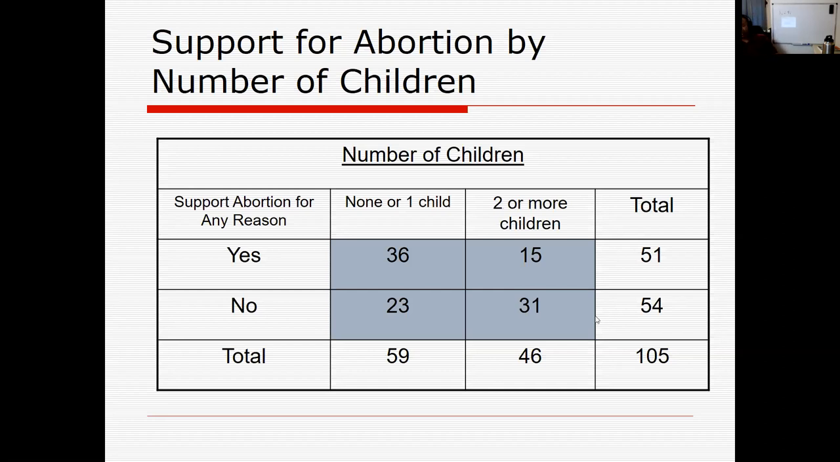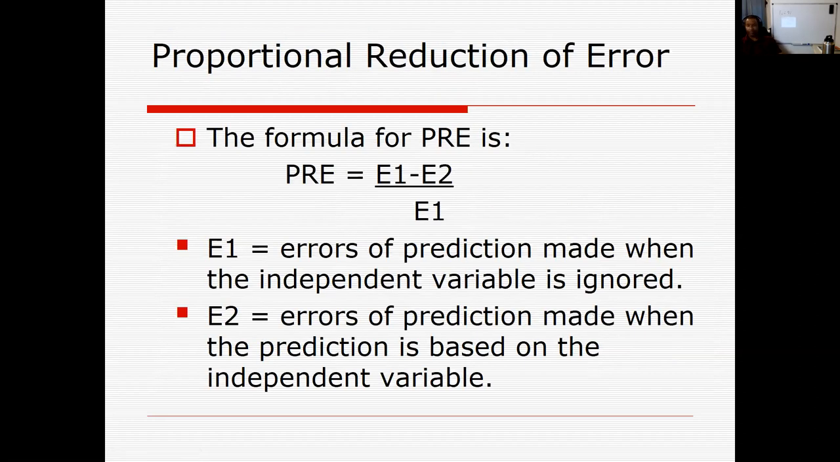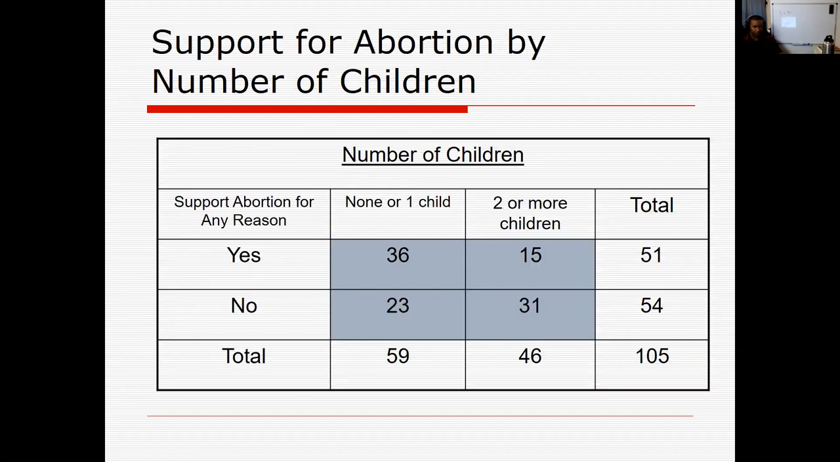Now what I want to do next is to calculate E2. What is E2? E2 are the errors of prediction made when the prediction is based on the independent variable. Last time, we took that none or one child, we pretended it didn't exist. We took the two or more children, we pretended it didn't exist. This time, we're still going to predict the value of the dependent variable, but we're going to use the independent variable. There are two categories to the independent variable, none or one child, two or more children. To calculate E2, I'm going to look at just people who have none or one child, and try to predict whether they're going to say yes or no. Which one would I predict?